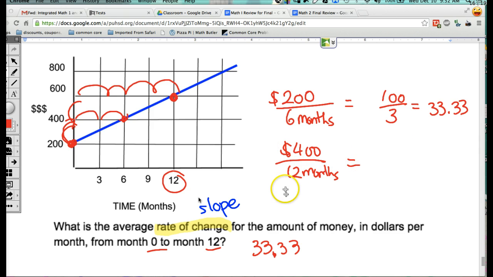But when you divide it, you're going to end up with the same. Divide the top and the bottom. Wait, 400, and then 12 months. So divide top and the bottom by 4. So that's going to be 100 over 3. And you're going to get the same answer, okay? Alright. And so that's it. Basically, this question is just asking you to find the slope.